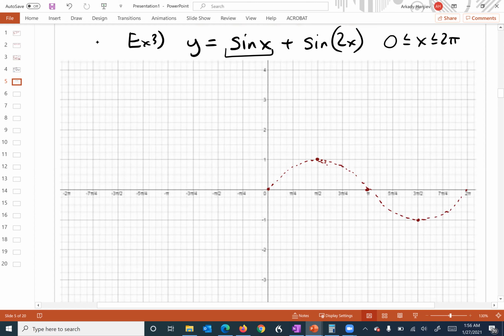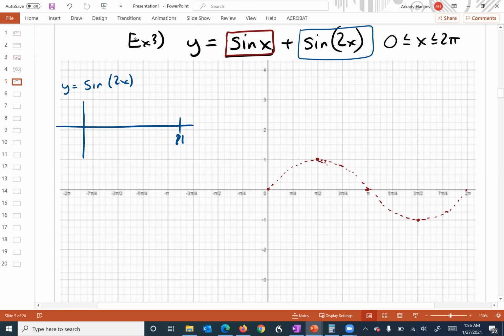So that one was sine of x. Now we're going to graph sine of 2x. Again, we graphed it already. Off to the side, we know what's going to happen now. By the time it reaches pi, it's going to do all it needs to do. It's just faster, it goes twice as fast. So it's going to do all of that before it hits pi.